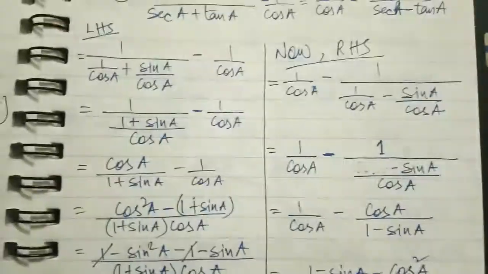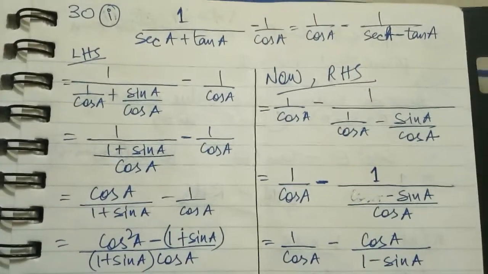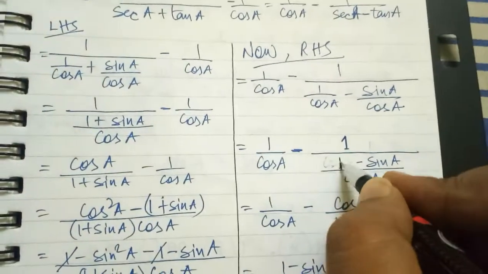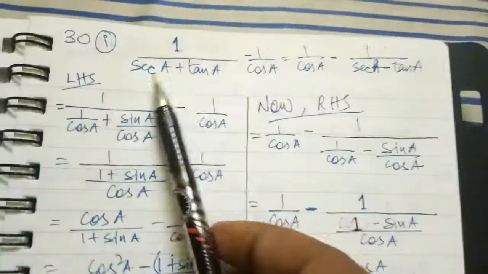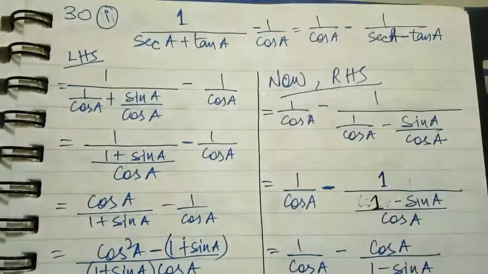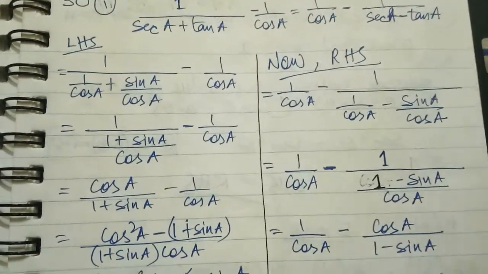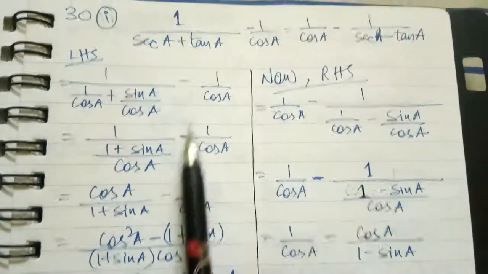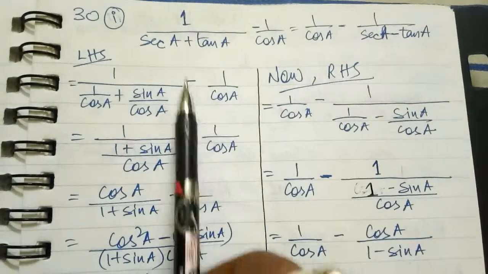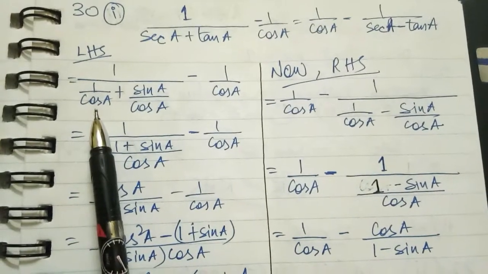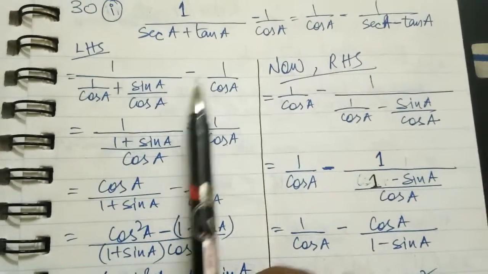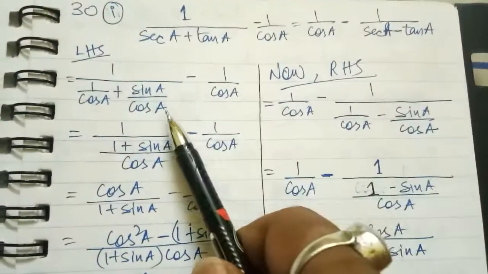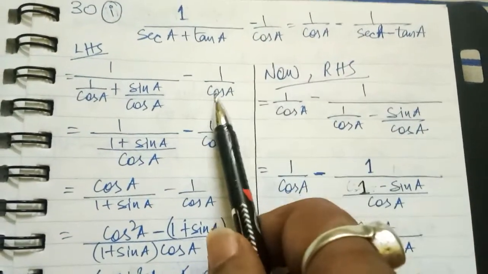When I first explained this chapter, I told you that you will see some questions where you have to solve both LHS and RHS. This is the question I told you about, we will do it in the exercise. From here, I have written the LHS. Sec I have broken down into 1 by cos. I have told you, every time you break it down into a simple form. Then tan is also there, sine by cos, and this is written over here.